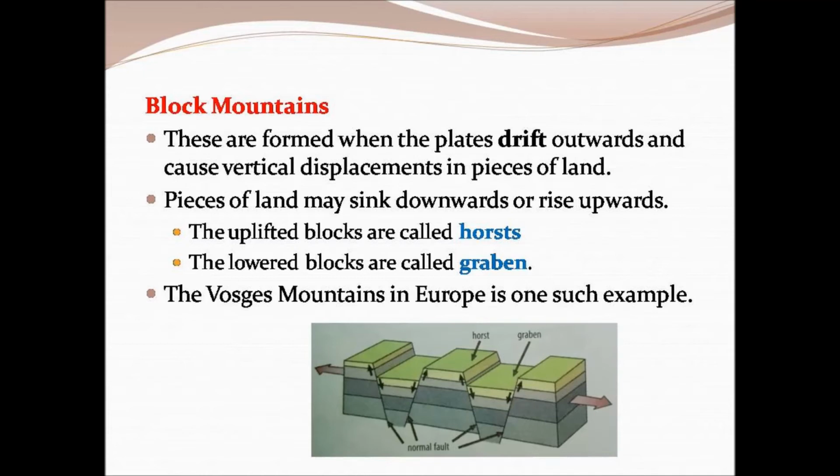The uplifted blocks, that is, the raised blocks, are called the horst, and the lowered blocks are called the graben. In this picture, you can see some pieces of land are lowered and they are called the graben, and the raised pieces of land are called the horst. The Vosges mountain in Europe is an example of block mountains.